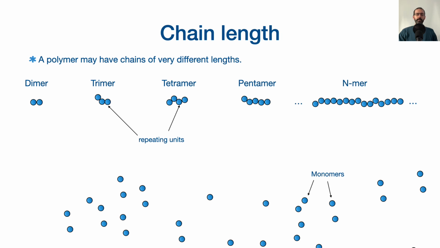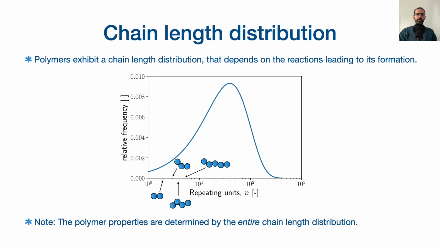Either way, we have said that polymers have a chain length distribution. There are several chains of length 2, 3, 4, n. This chain length distribution might look like the one in the graphic.